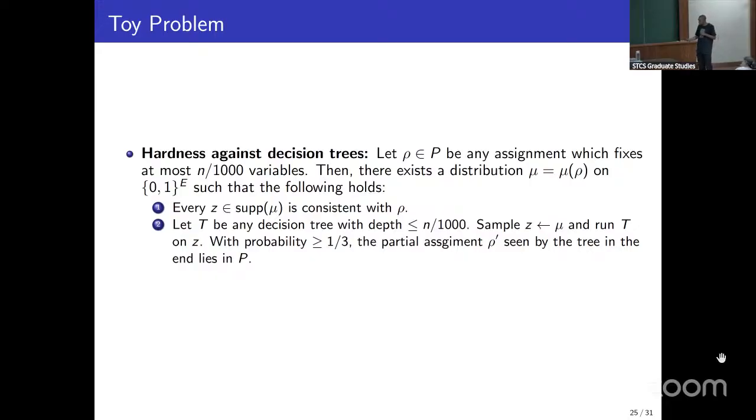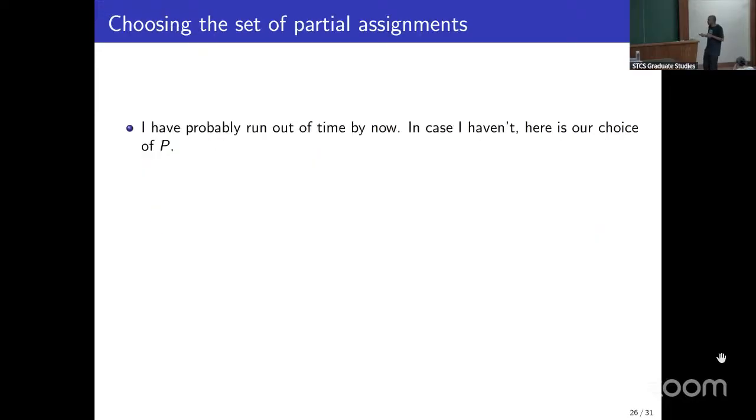And you end up at a leaf. That leaf reveals something about the input. So this tree gets some partial information. It sees a partial assignment. We want that with probability 1/3, the partial assignment seen by the tree in the end also lies in P. So if you start from a partial assignment in P which does not fix too many variables, there's a distribution on the unfixed variables such that if you sample according to that distribution and query in a few positions, with high probability you still end up in P. And this is the unlifted version of the problem that we have to solve. And I think I've probably run out of time by now, so I'll just end here.